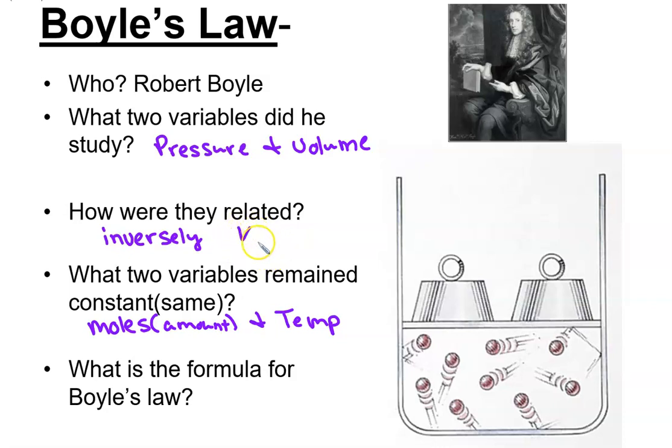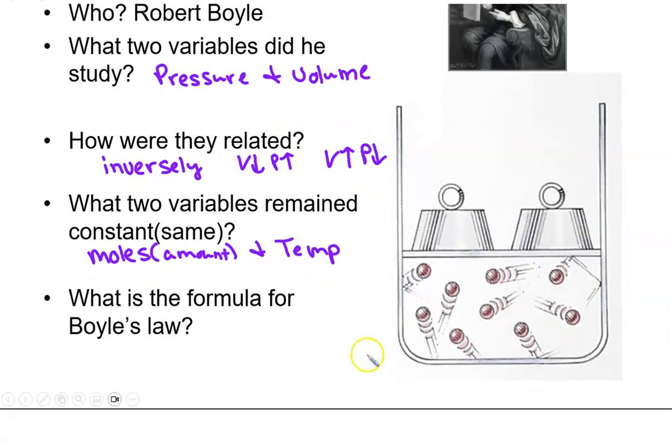So if we lower the volume, the pressure is going to increase. And if we increase the volume, the pressure is going to decrease. So pressure and volume are inversely related as long as we're keeping the amount and the temperature the same. And so the formula for Boyle's law is really the top part of the combined gas law. It's P1V1 equals P2V2. So that is Boyle's law.